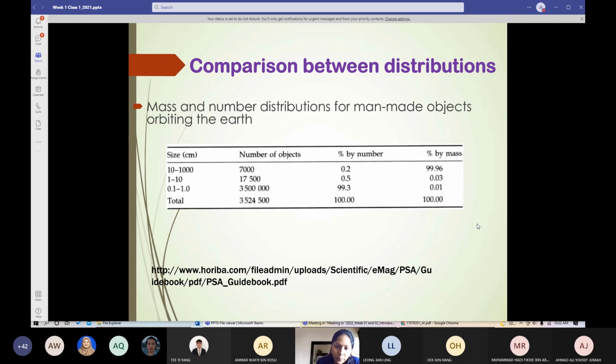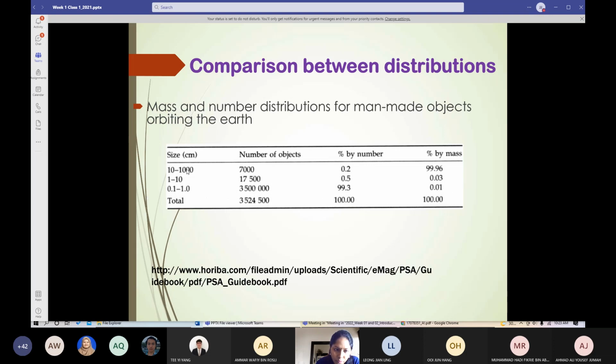This is the reality of particles. So here is another comparison to show you mass and number distribution for man-made objects orbiting the Earth. There are so many objects that we send out to space. We have satellites, and each country has many of them, and then you have workstations. NASA has its own workstation. And then we also have some trial samples that go out and go missing. We don't know where they are.